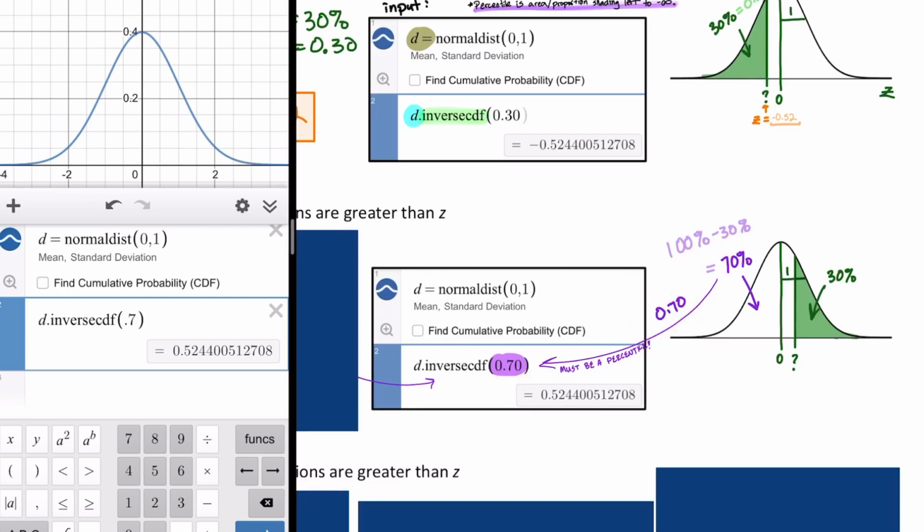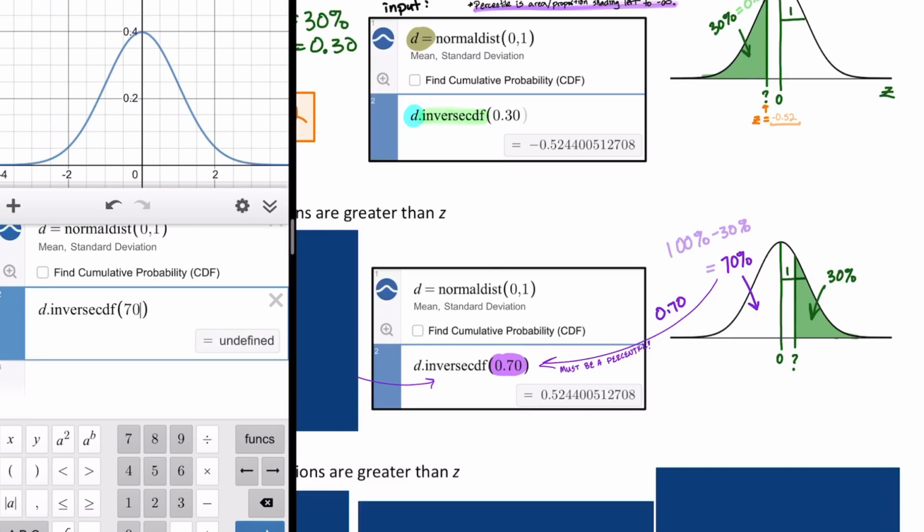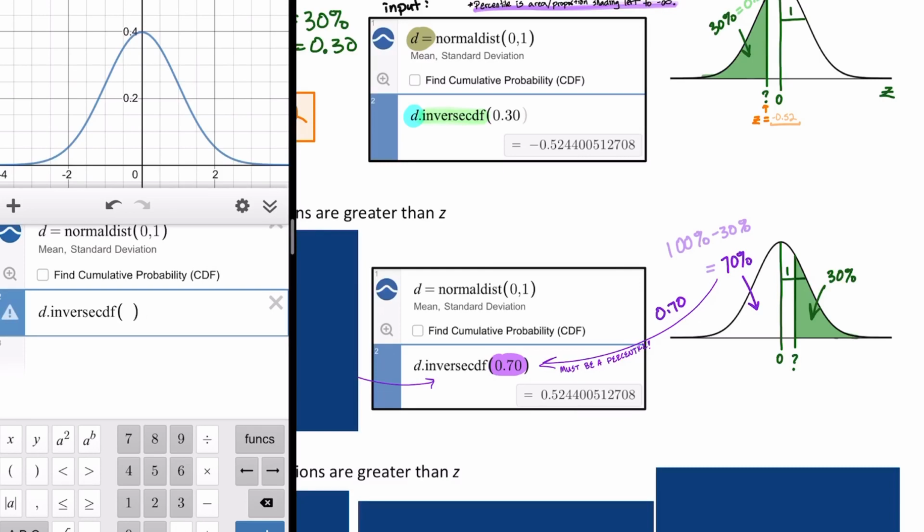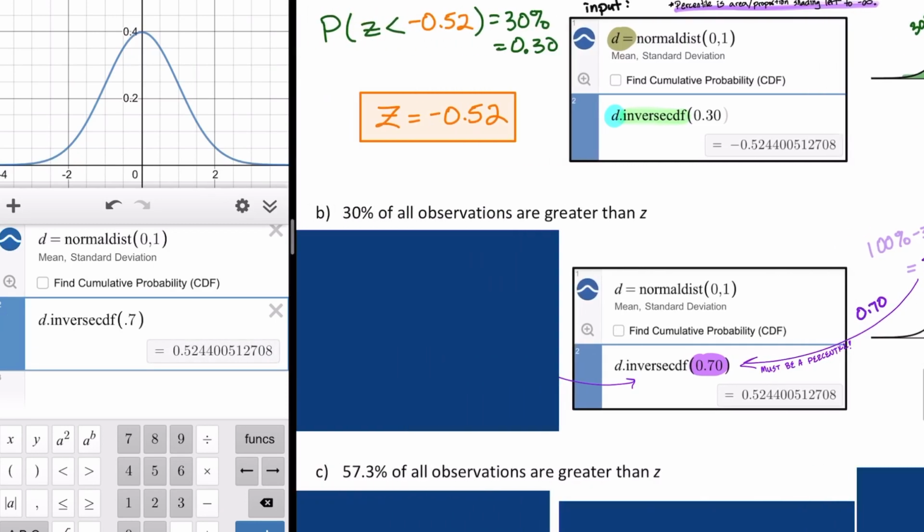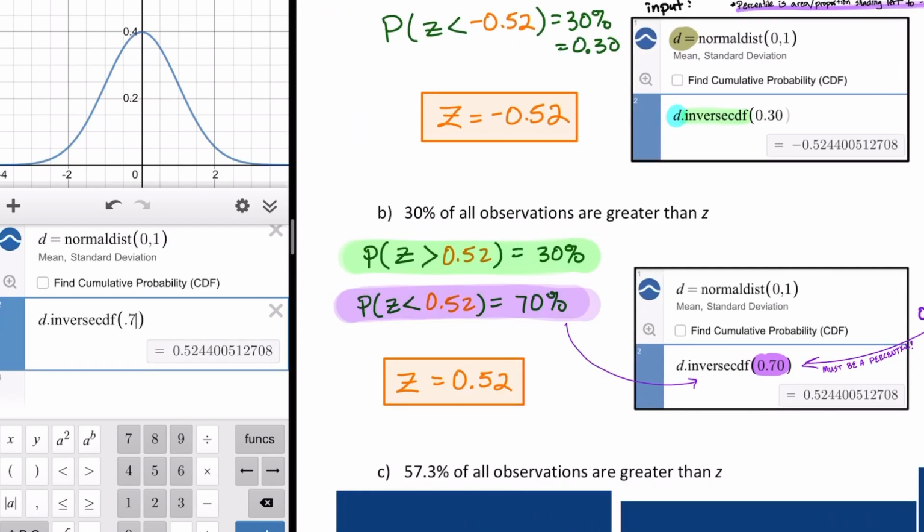If I typed in 70, it's going to give me an error. Notice it says undefined right there. It's undefined because this input has to be a number between 0 and 1 inclusive. So if you get undefined, make sure that you have your decimals. So it should be 0.7. So our final answer is that z is 0.52. It is no coincidence that these are opposites of each other, because this normal model is perfectly symmetric.